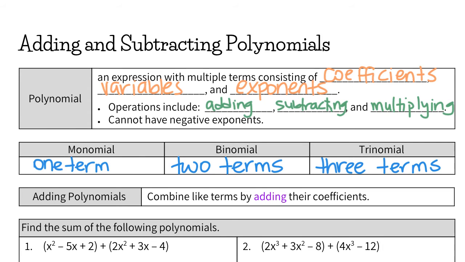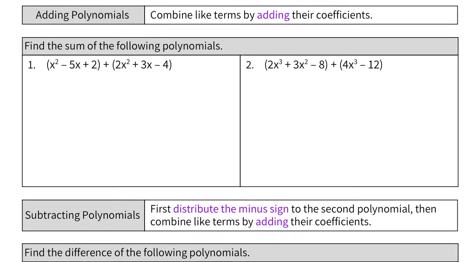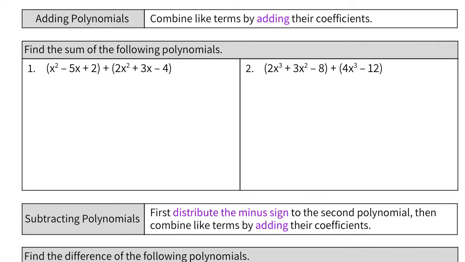So now that we know what a polynomial is, let's get into the operation. So let's get into how we add polynomials. It's actually really simple. All you need to do is combine your like terms by adding their coefficients. So obviously adding goes with adding polynomials. And remember, like terms means that it has to be the same variable and the same exponent. So let's look at our first example right here. It says find the sum of the following polynomials. Here's our example number one.